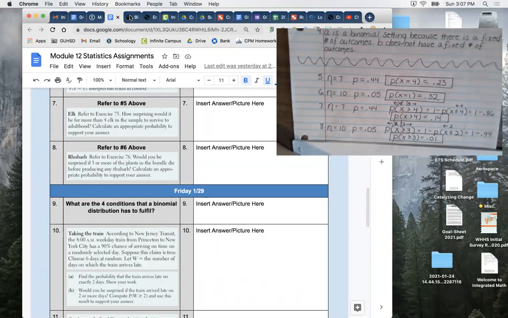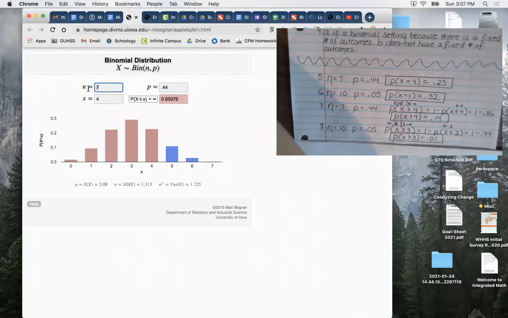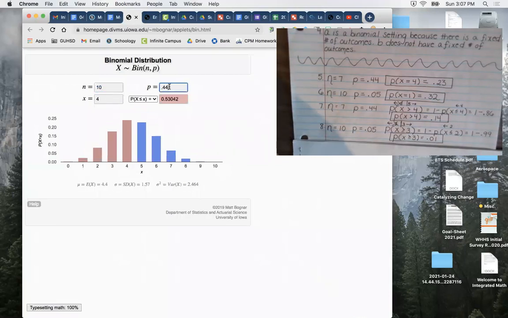Okay, so I'm going to go back into here. I'm going to change it. This is the one where we have our 10 elephants. The probability, whoops, I'm sorry. This one is 10, 0.05. What was this scenario again? I'll get back to it in a second.